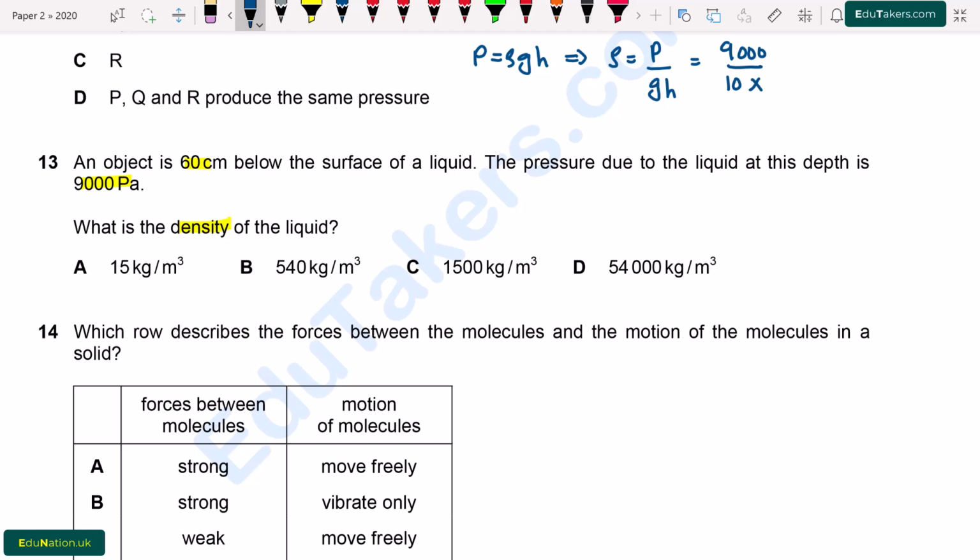So first of all, it is given that 60 centimeter. This is actually depth. So we have to convert centimeters into meter. So I write here 60 divided by 100, which is equal to 0.6. So it will be equal to 0.6, so that the value of density comes to be 1500. So from here option C is correct.